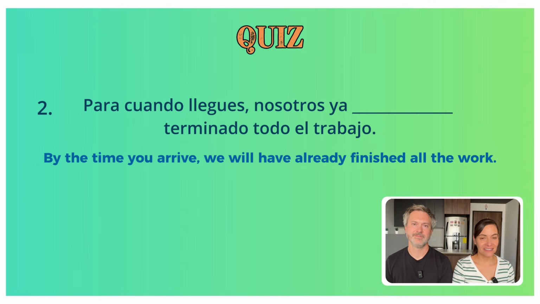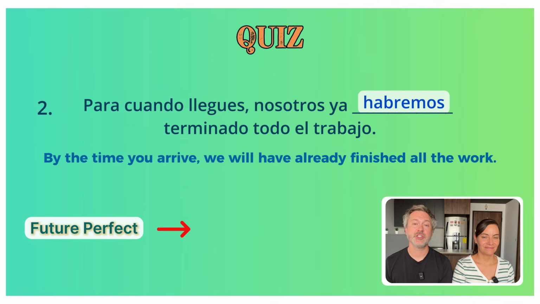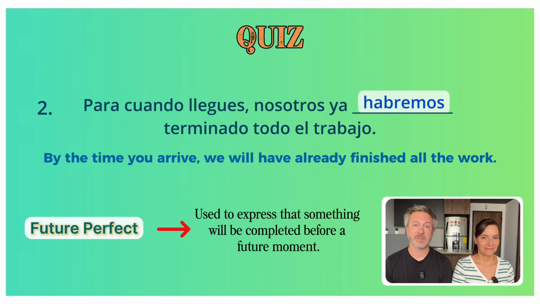Para cuando llegues, nosotros ya habremos terminado todo el trabajo. Now this is the future compound tense used to show that an action will be completed before a future moment. So by the time you arrive in the future moment, we will already have finished our work.